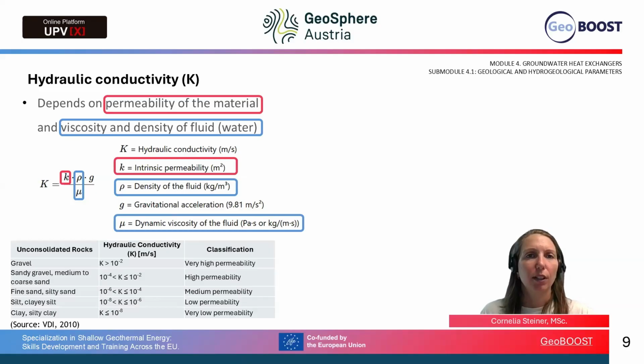The hydraulic conductivity ranges from around 10^-2 meters per second of gravel to around 10^-6 meters per second of silty sand for our porous aquifers. Below that, hydraulic conductivity is considered not feasible anymore for any wells, so this includes the groundwater heat exchangers.